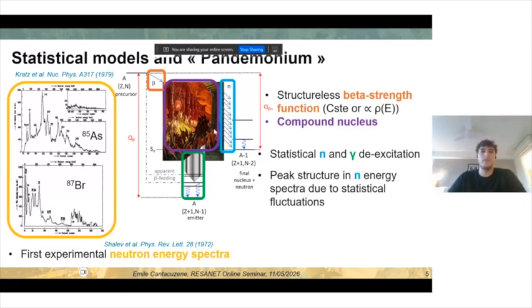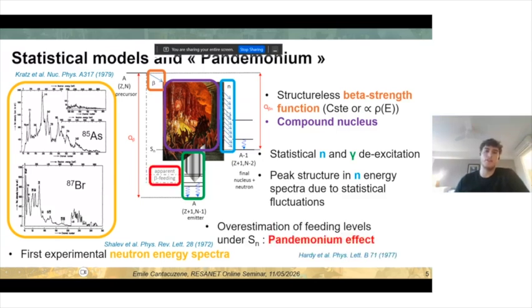And so it's maybe a bit difficult to see how this can explain the presence of peaks in the neutron energy spectra. A researcher, Hardy, showed in a paper called the pandemonium nuclei that even by using fully statistical laws and statistical decays, you could show the presence of peaks, because if you have a detector with a limited, non-perfect energy resolution, statistical fluctuations alone can lead to this type of peaks in the spectra.